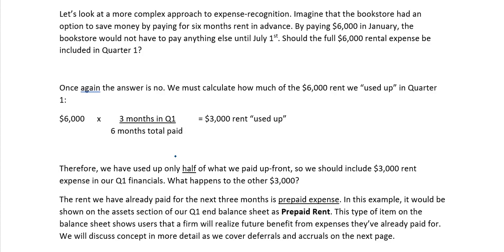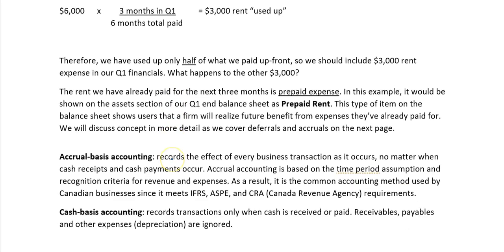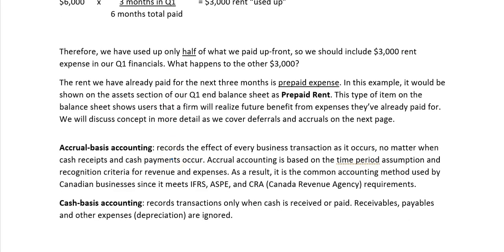So we paid for the first half of the year. Only 3 months belong to quarter one. So 3 out of 6 is what we use to prorate the 6,000. So that's essentially half. So 6,000 times half results in $3,000 of rent used up. So we have only used up half of what we paid up front. So we should include $3,000 of rent expense in our quarter one financials.